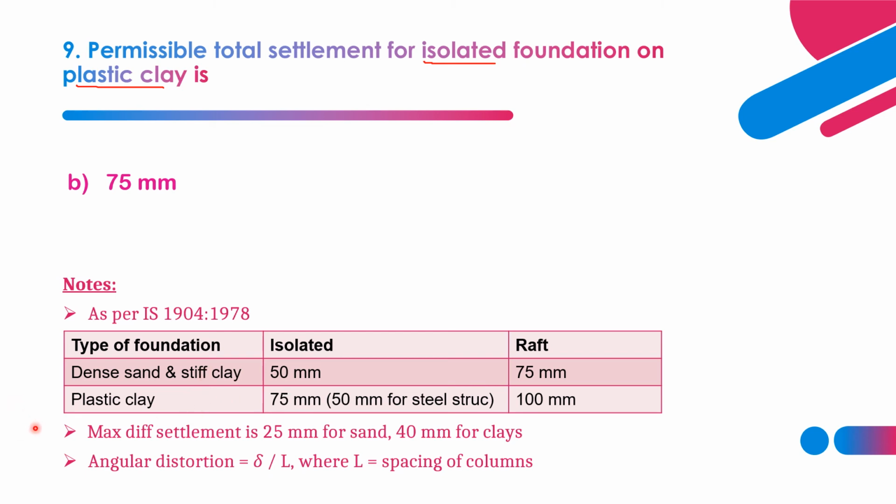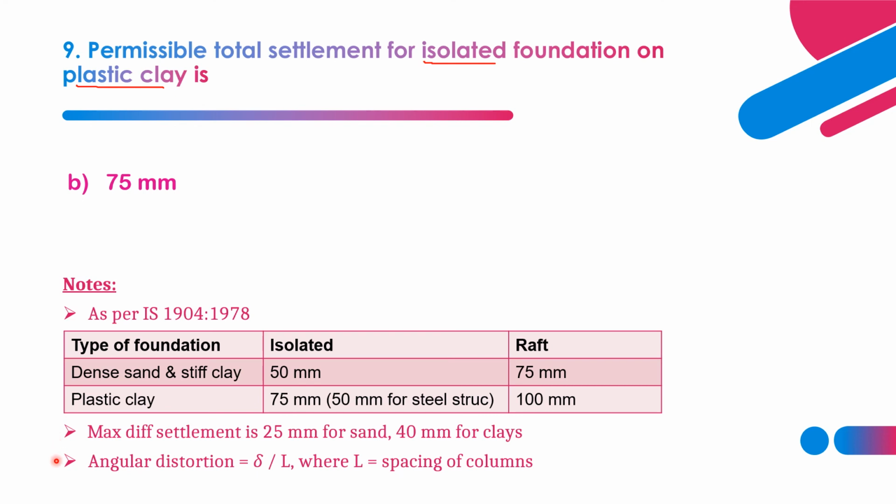And let's see some more points. Maximum differential settlement is 25 mm for sand and 40 mm for clays. So what is the differential settlement? That is the distortion happening between two adjacent columns. That differential settlement can be a maximum of 25 mm in case of sand or cohesionless soil, and in case of clays it has to be a maximum of 40 mm.